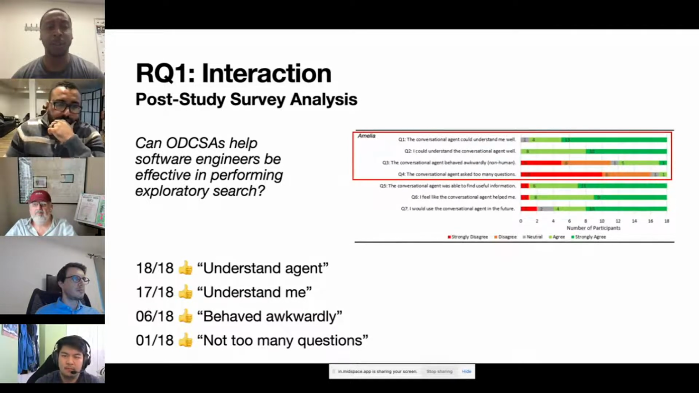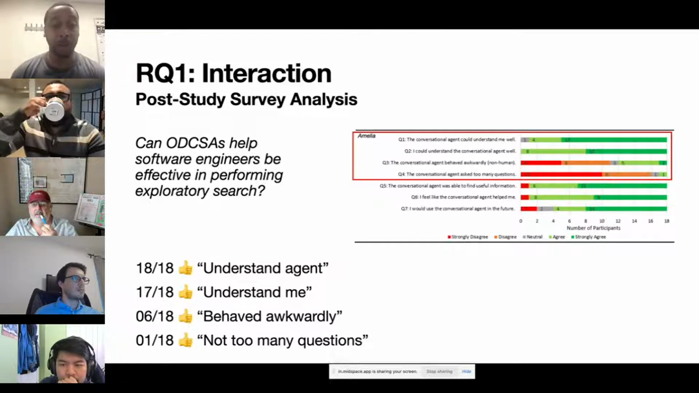We can see that largely, nearly all people agreed the interaction with the Wizard was very helpful and interactive. Nearly all people agreed that they can understand the agent and it can understand them. Few people believed that it behaved awkwardly or asked too many questions.